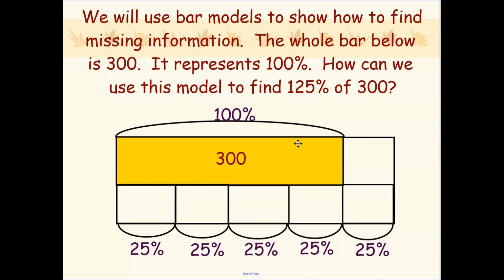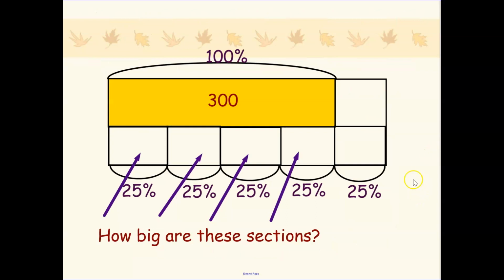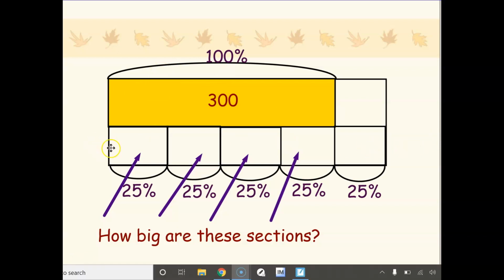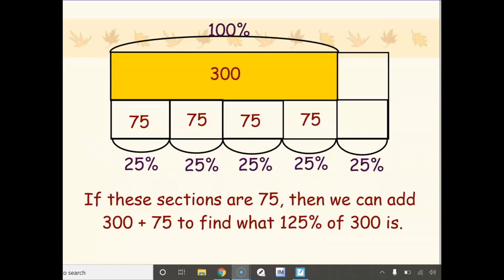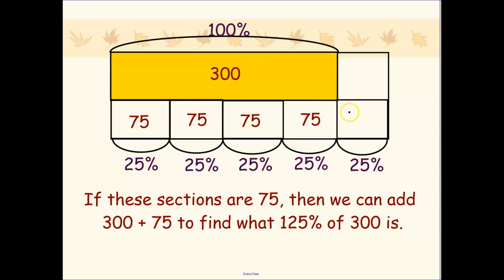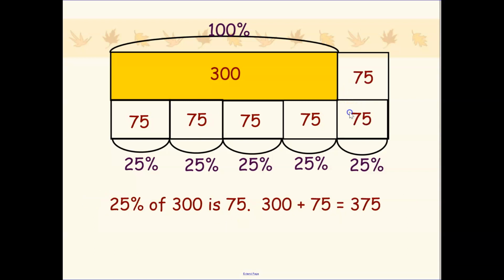So if we wanted to find 125% of 300, how could we do that with this model? Well, we can see how big the sections are. Each section is 25% of 300. So we could break this 300 up into 4 sections, and that would be 75 each. And then if we want to know what 125% is, we would need to add another 75 on, and we could see that our total would be 375. So 25% of 300 is 75, and then when we tack that on, we get the 125%, which is 375.